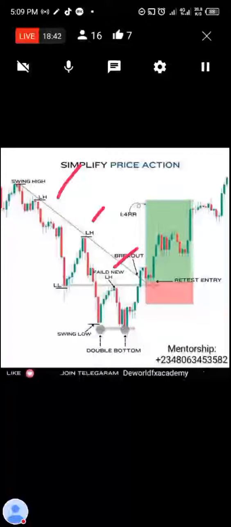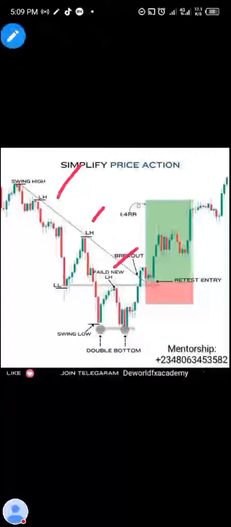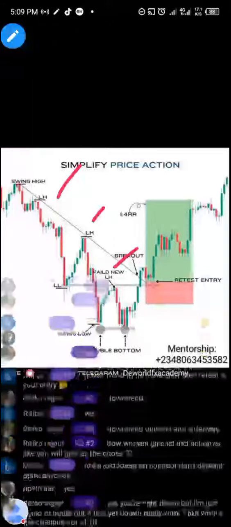Now, the reason for that is mostly when you are taking trade and not knowing the market direction. That is what happens. That is the reason for that.